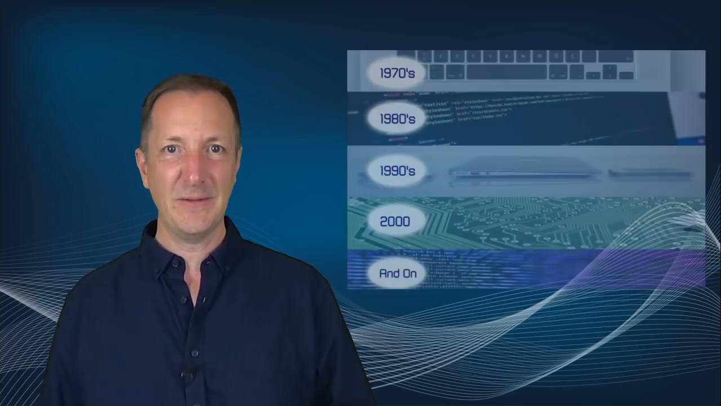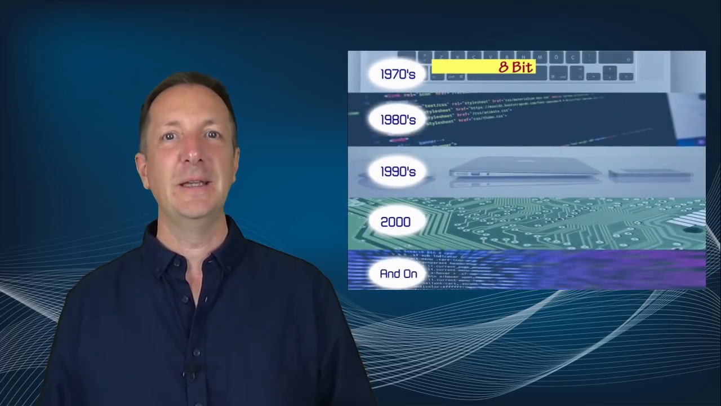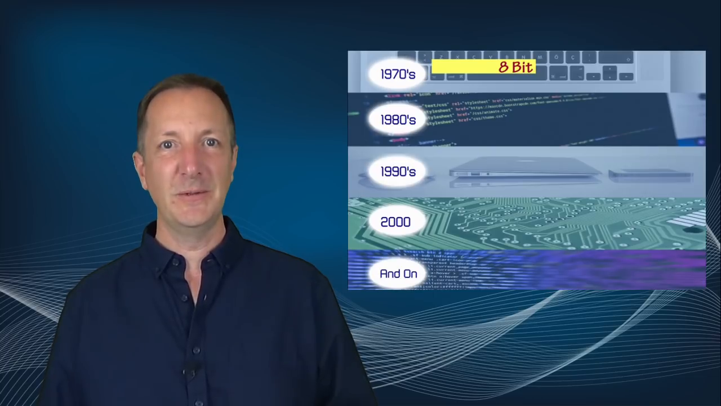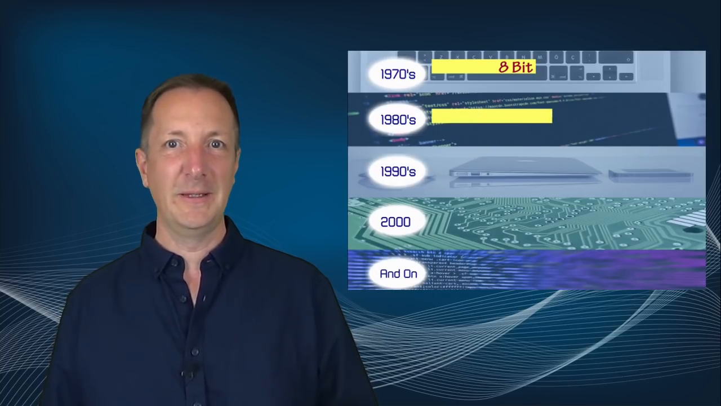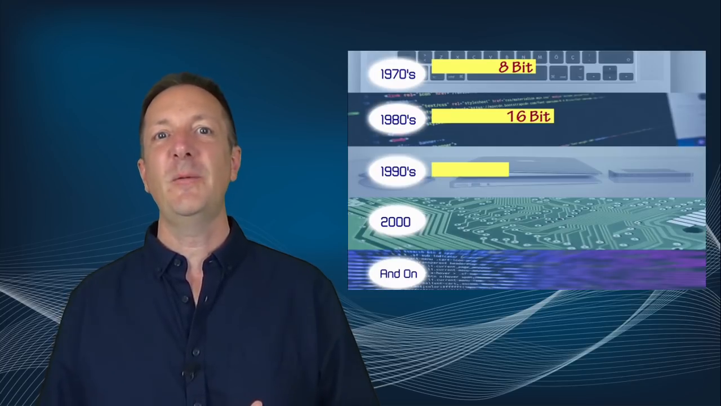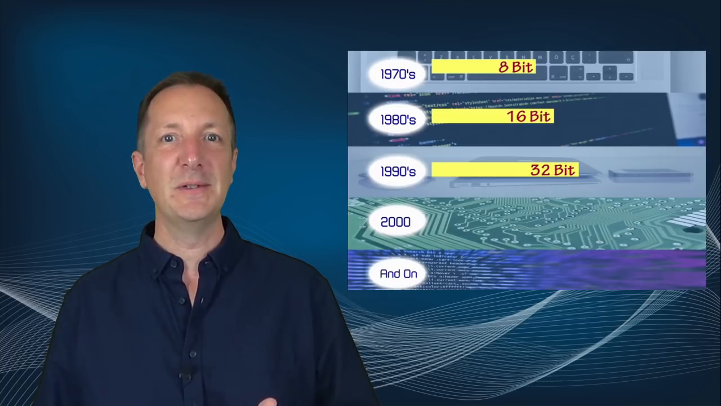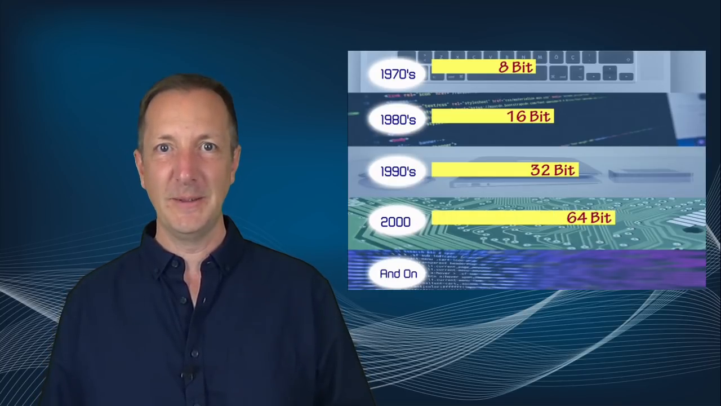Back in the 1970s, 8-bit computers were fairly common. Back in the 80s, 16-bit computers were fairly common. Back in the 90s, 32-bit computers were common. And from around the year 2000 and on, 64-bit computers have become more and more popular.